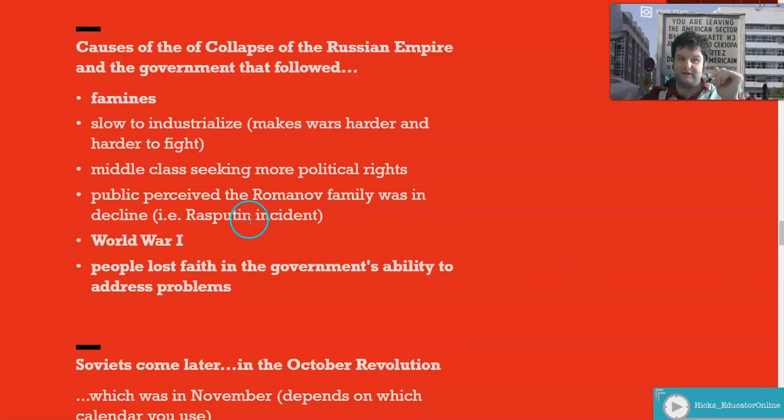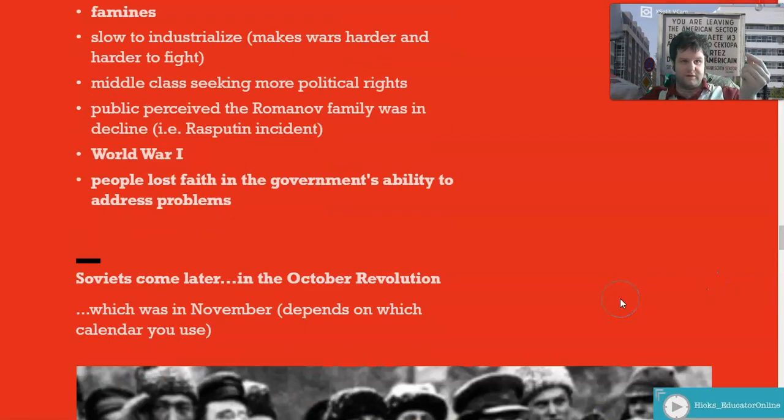But the belief that the government was fixing problems was not resolved. The Russian Republic still had all those same problems. There was still famine, they stayed in the war, and people just did not believe that this new government was fixing things either. This is where the communists came in. The communists in the Russian Revolution call themselves the Soviets. There's more technicalities to what that term actually means, but think of the communists in Russia as the Soviets.